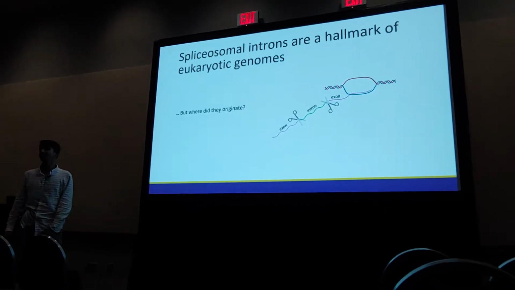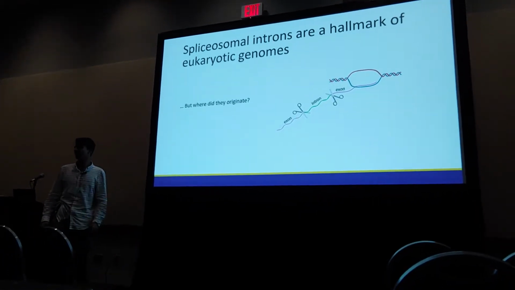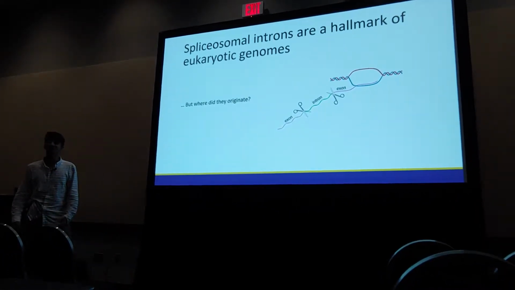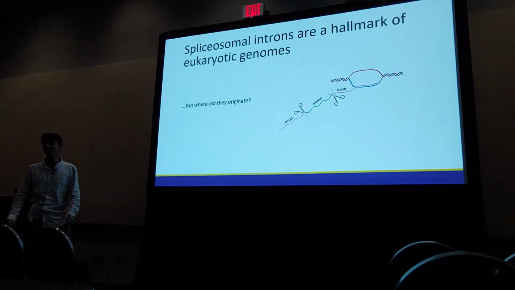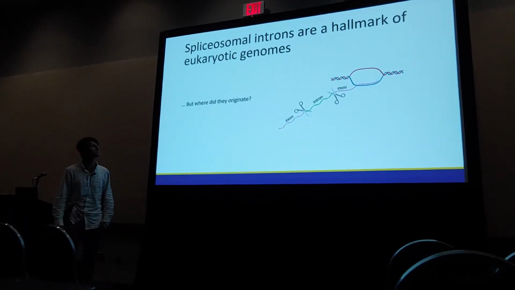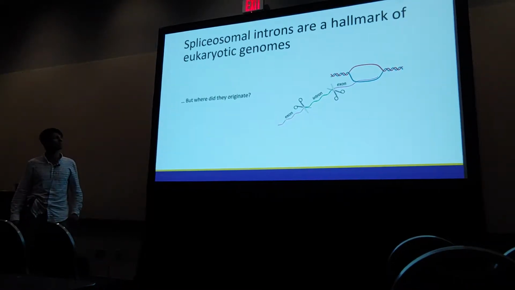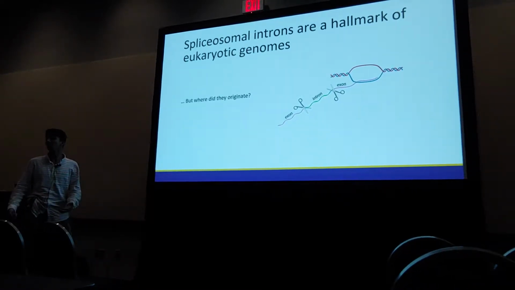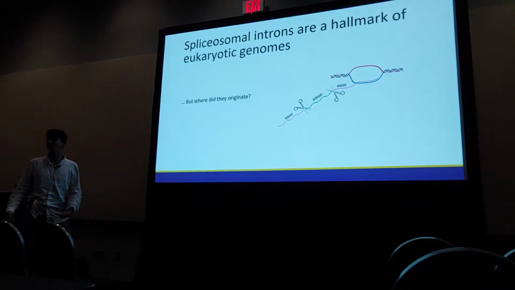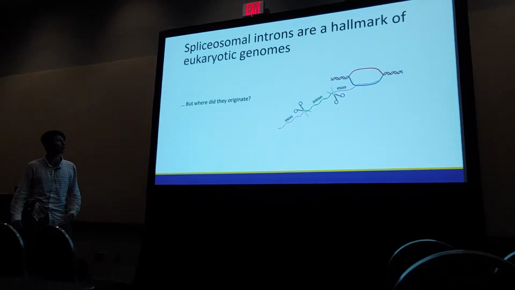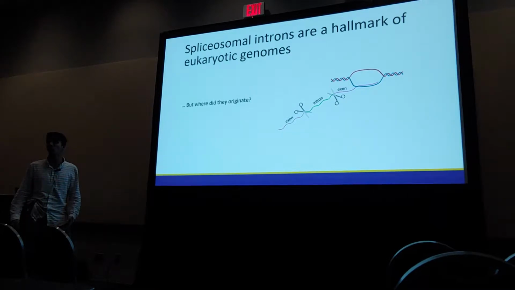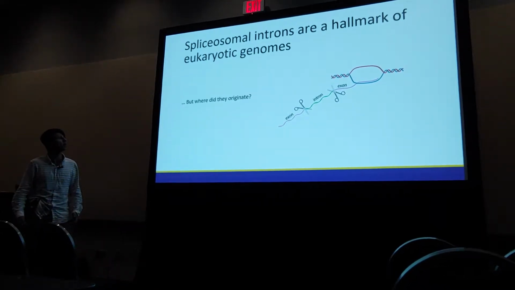Before I get into introner elements, I just want to talk a little bit about spliceosomal introns. I'm sure most of you are familiar with spliceosomal introns and know that they're spliced from mature mRNA transcripts, and also know that they're a hallmark of eukaryotic genomes. Spliceosomal introns are known, or thought, to play important roles in genome structure evolution, but we don't really know too well where they originated.